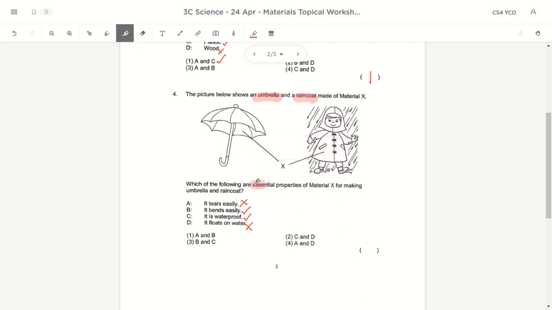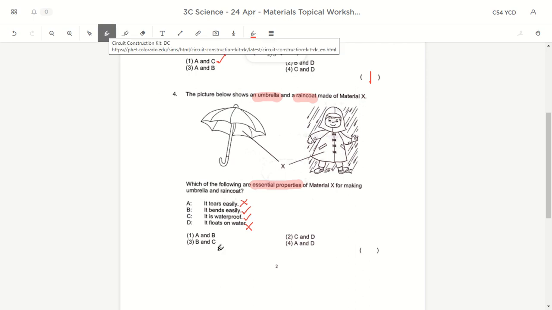The answer is no. If you put a raincoat or an umbrella in water, it may float, but is it important? The answer is no, it's not important. So really focus on the property that is used for an umbrella and for a raincoat. It's supposed to bend easily because you have to fold it once it's dry. You want to shield it against the rain, so it must be waterproof. So the answer is B and C. So if the answer is B and C, the answer is 3.